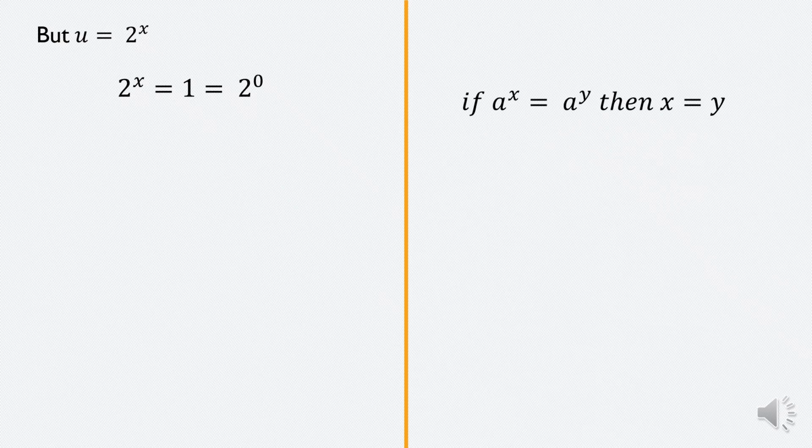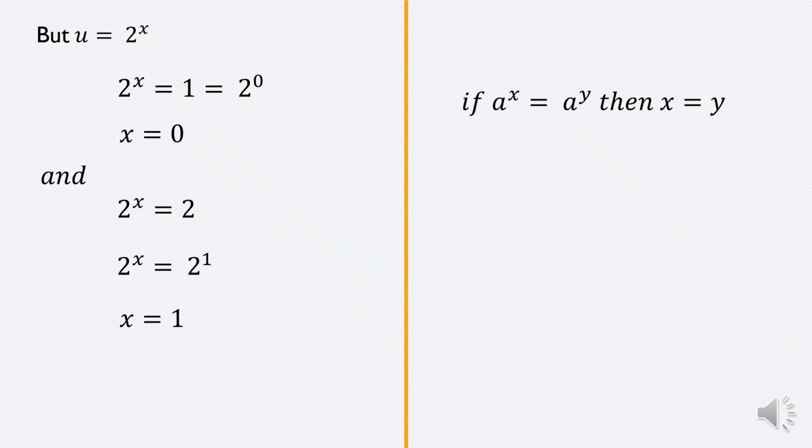So if u equals 1, then 2^x equals 1, which is the same as 2^0. And we know the bases are the same, so you can equate the powers. So if 2^x equals 2^0, then x equals 0. And if u equals 2, then 2^x equals 2, which is the same as 2^x equals 2^1. The bases are the same, so you can equate the powers. We have x equals 1.